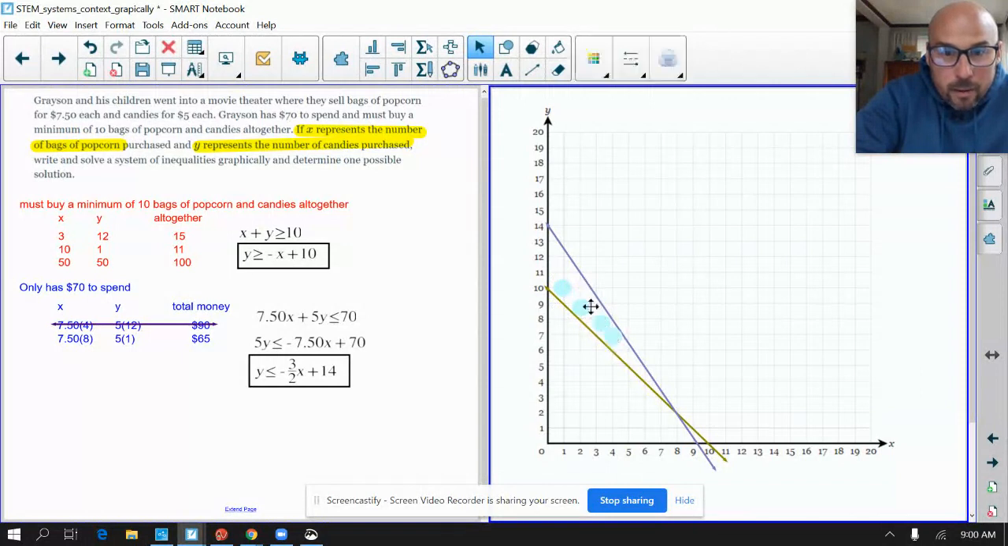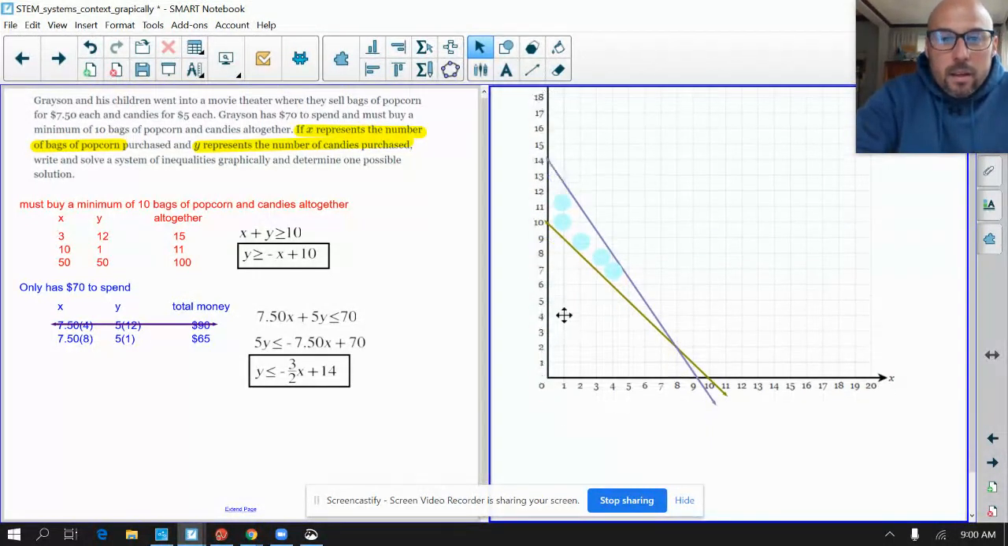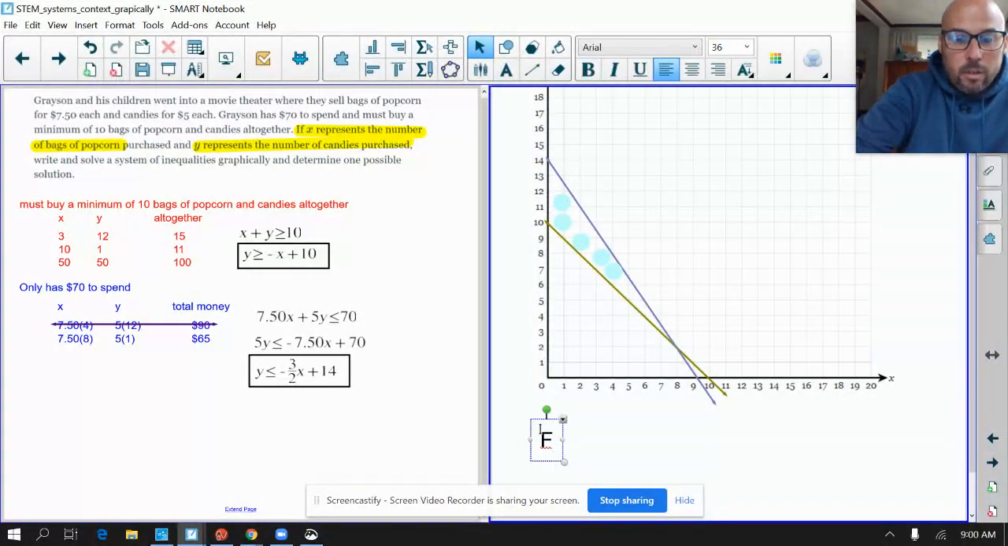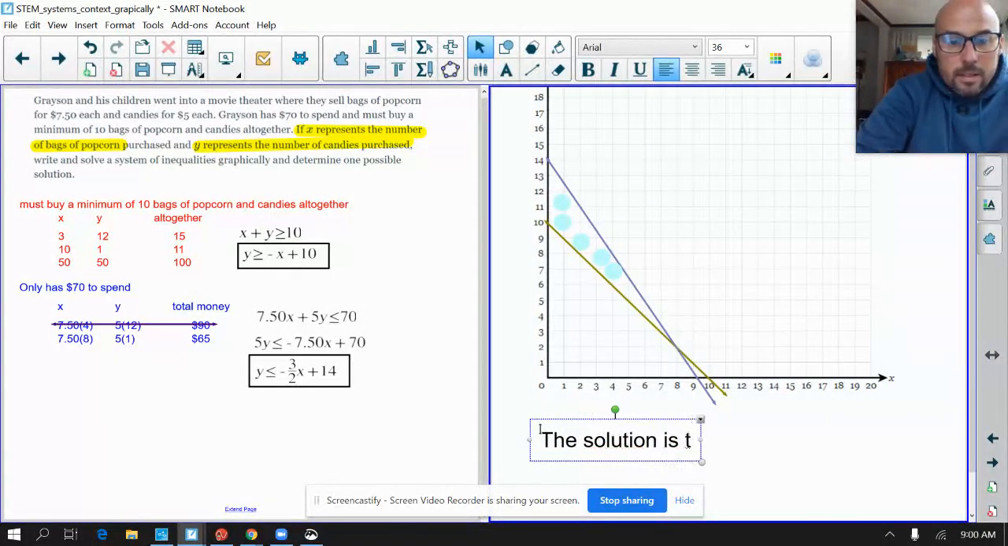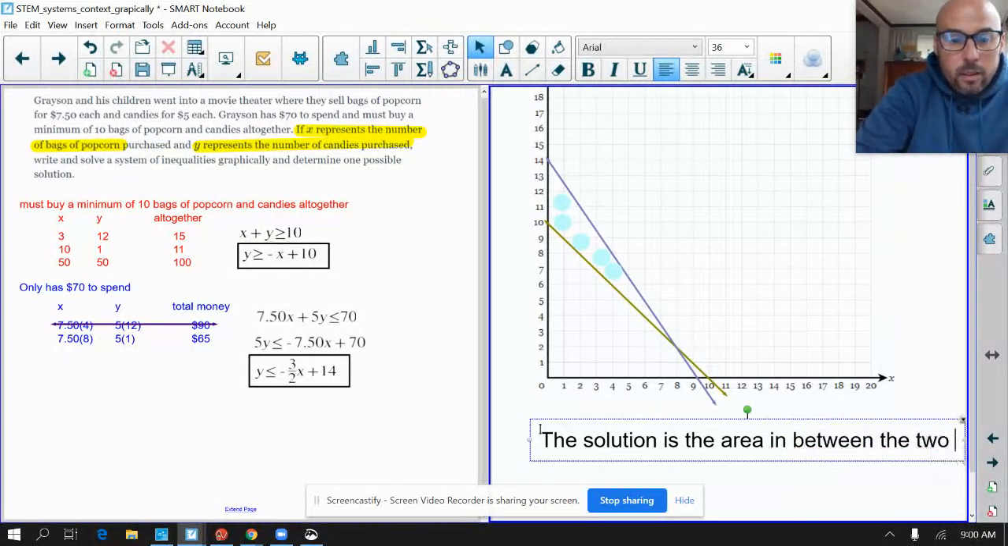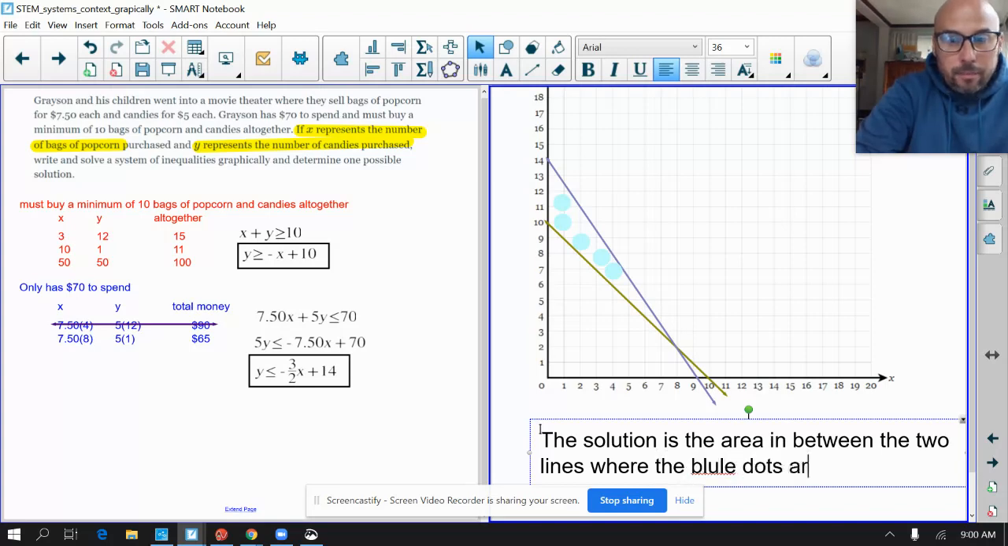Any ordered pair in this region right here is a solution for Grayson. Any ordered pair in here will have at least 10 items and be under $70. So for example, the solution is the area or the region in between the two lines where the blue dots are.